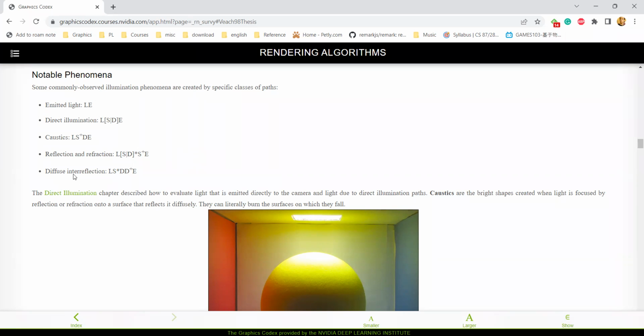Diffuse interreflection. What is it? Oh, global illumination is if you look farther down, that's what they mean. Yeah, this is two or more diffuse. And I'm curious why here's a bunch of specular. Okay, sorry, what does it say? It's zero or more specular bounces. So that makes sense. Okay.